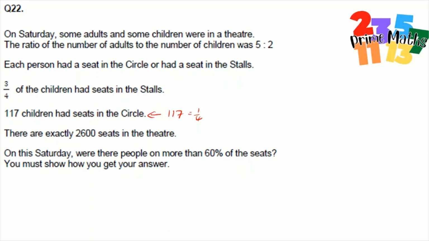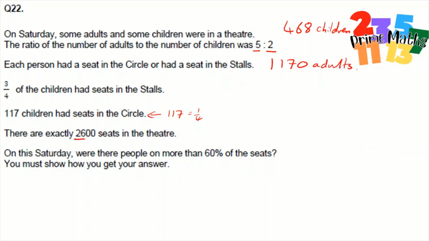So there were 468 children. If we know the number of adults to number of children was split in the ratio 5 to 2, 468 divided by 2 times 5 tells us that there were 1,170 adults.